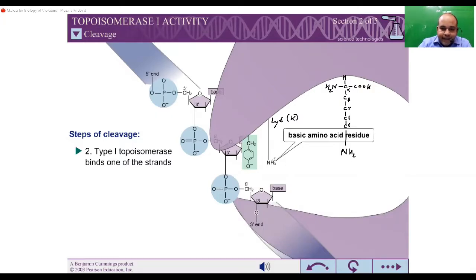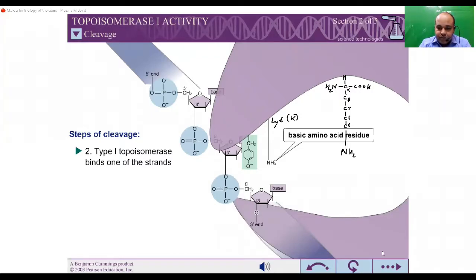It will attack the hydrogen atom of the hydroxyl group present over the tyrosine and will abstract the proton. ये OH ग्रुप के ऊपर अटैक करेगा और एक प्रोटॉन को अपने अंदर ले लेगा. जब एक प्रोटॉन को ले लेगा तो यहाँ पर क्या हो जाएगा बेटा? NH3 positive, and this is the O negative ion that would be produced. यहाँ पर O negative ion produced हो जाएगा.